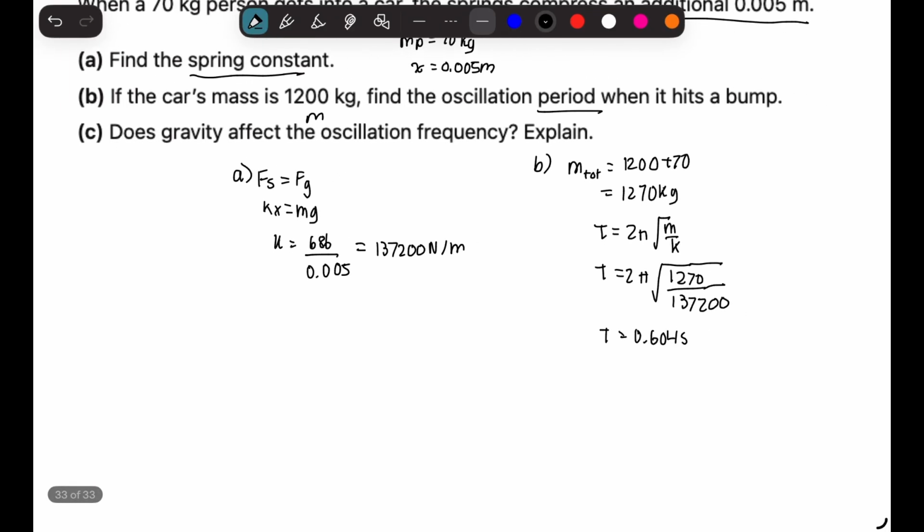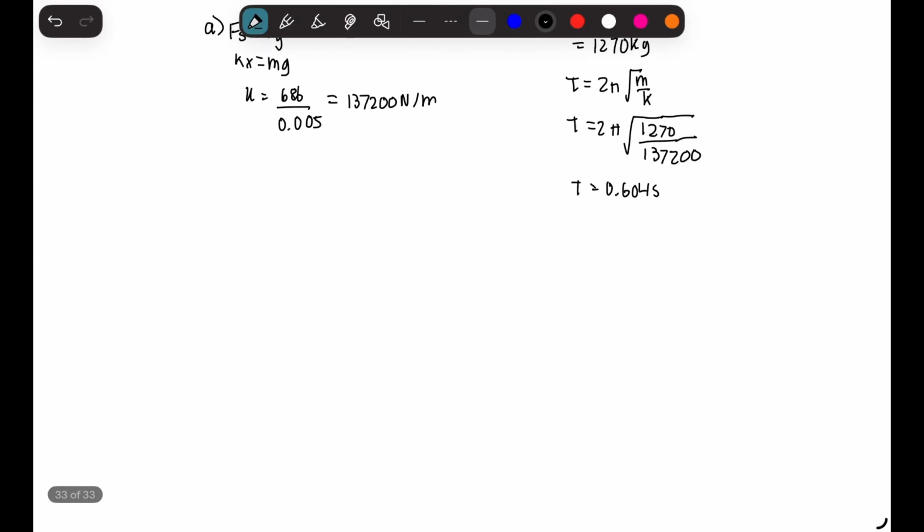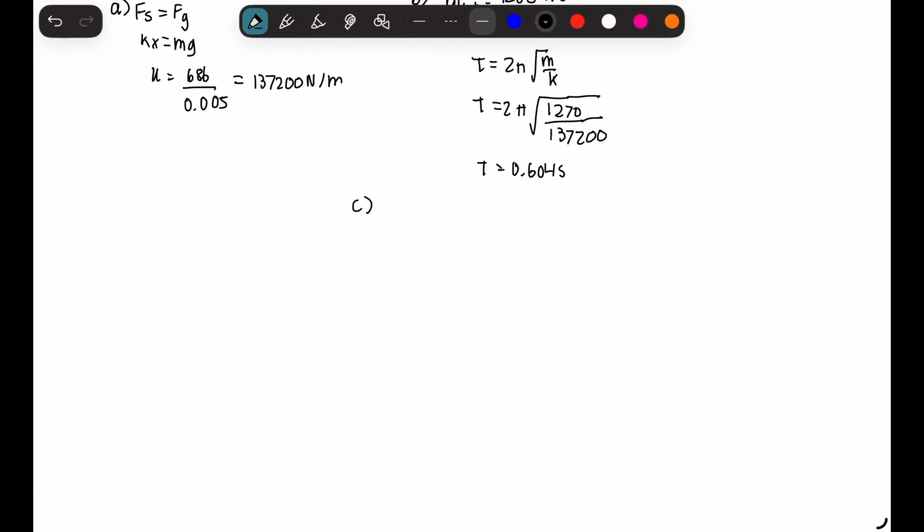Our last question, does gravity affect the oscillation frequency? Again, like we've seen before in the other question, omega is equal to the square root of k over m here. There is no g, so it does not affect it, because it's not in the equation.